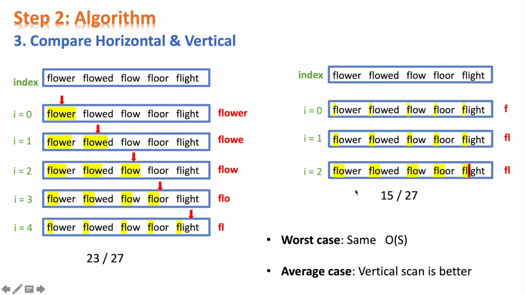horizontal scan. For the average case, vertical scan is better since we compared the least number of characters we have to. But for the worst case, they are the same, because the worst case is each string in the array is exactly the same. So in order to find the longest common prefix, we have to go through each character, no matter which algorithm we use. Since vertical scan is better for average case, let's look at a solution for that.